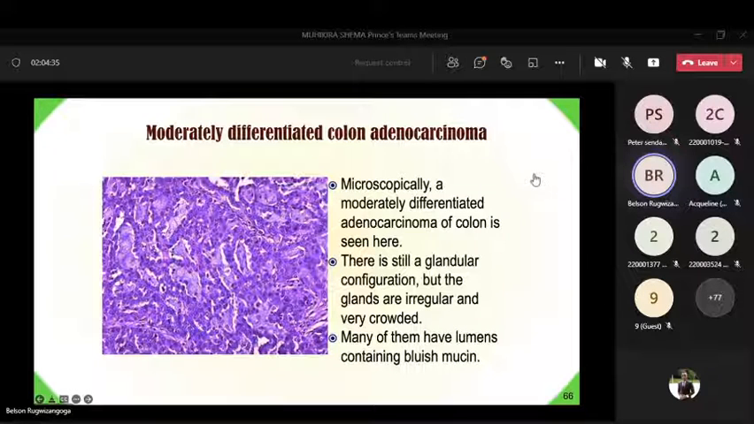So this is the moderately differentiated adenocarcinoma. We have cells where at least you can recognize a glandular pattern, and the cells are very blue. When the cells are very blue, what you will understand is that they have more DNA production, so their DNA is being replicated. That's why they are very blue.